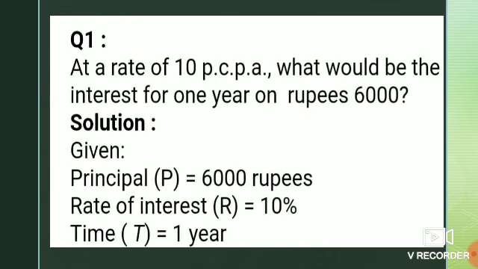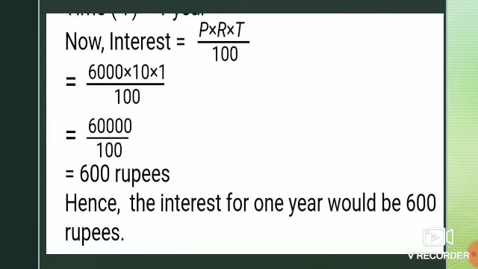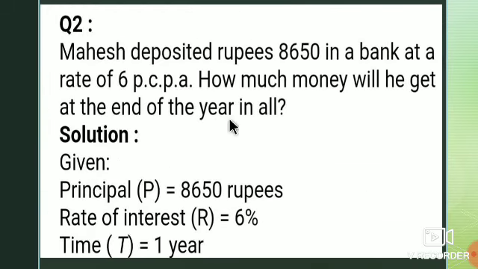See, in the first example, only the interest is asked. What would be the interest? So here we find out only interest. But in the next example, how much money will he get at the end of the year in all? Here we have to find out the interest first, then the amount. Understood? According to the example, you have to solve it.